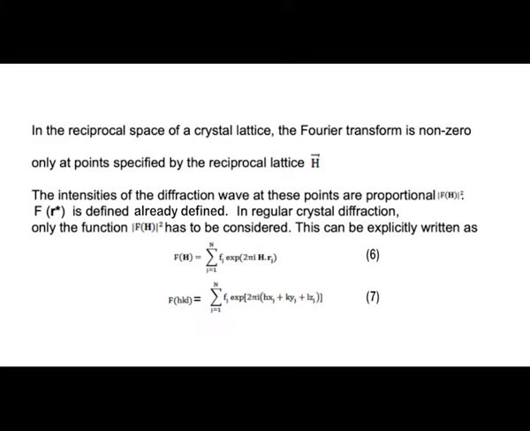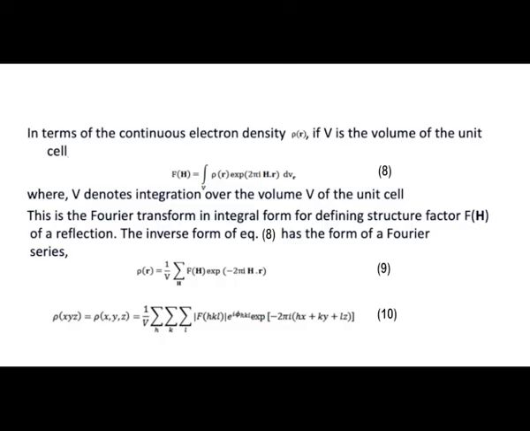plus k yj plus l zj). Ultimately, towards the end of the diffraction experiment, one is interested to know the three positions xj, yj, zj of individual atom j, that is known as three-dimensional structure determination. In terms of the continuous electron density rho of r, if V is the volume of the unit cell, which can be calculated if you know the lattice parameters a, b, c, alpha, beta, gamma, equation 6 can also be written as an integral expression: F of h equals integral over volume V rho of r e power 2 pi i h dot r dV of r, where V denotes the integration over the volume V of the unit cell.